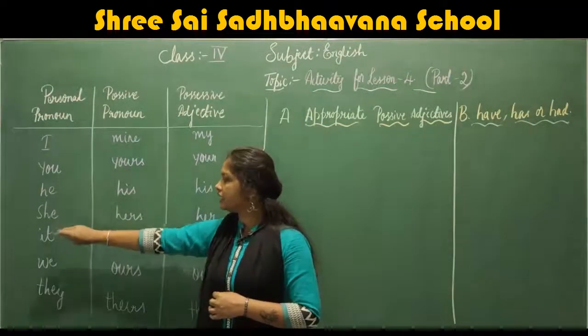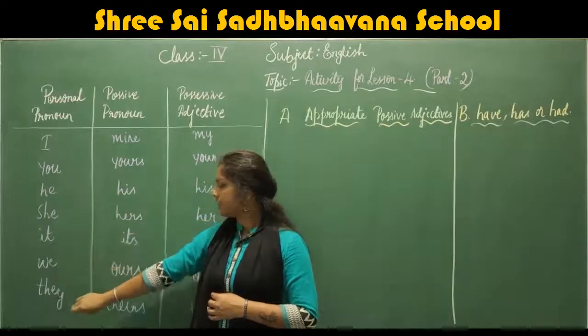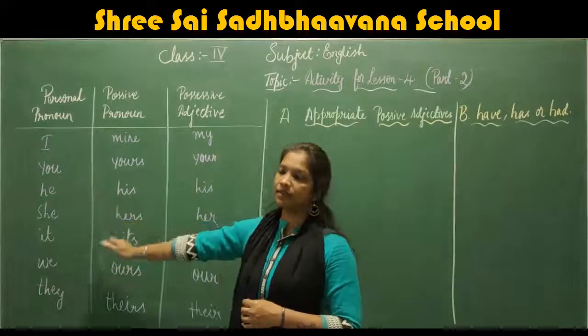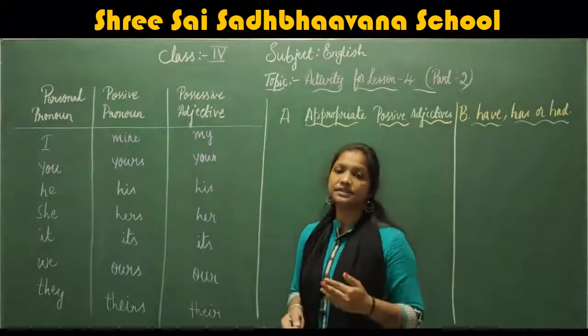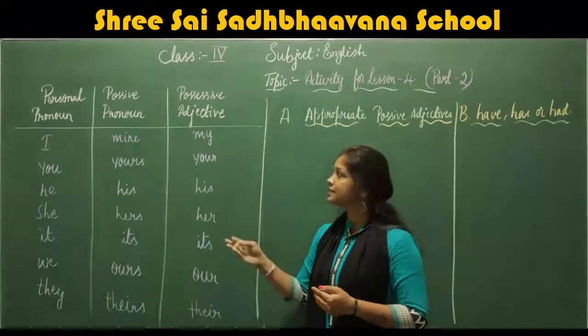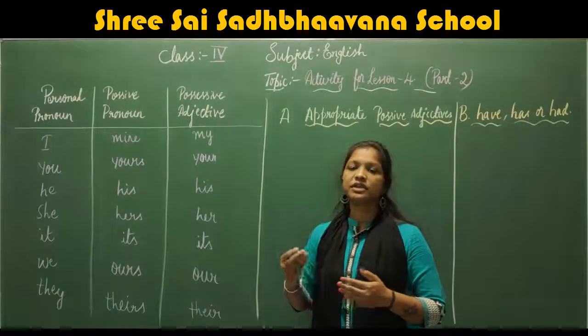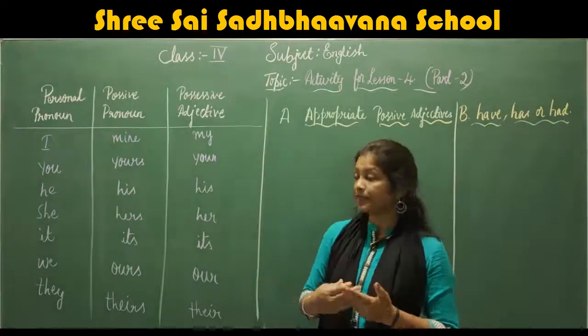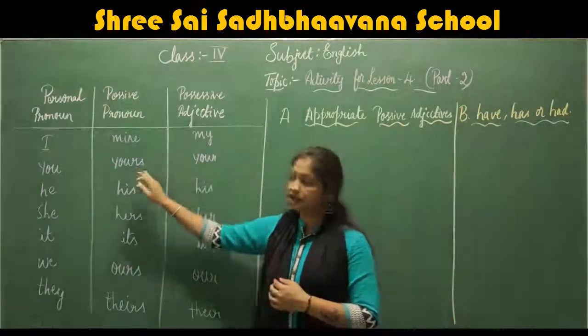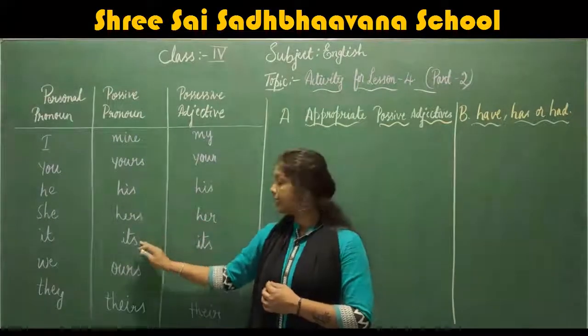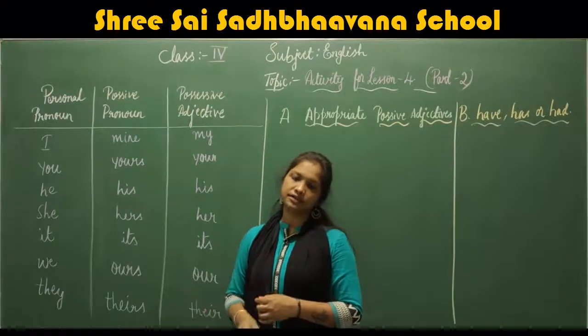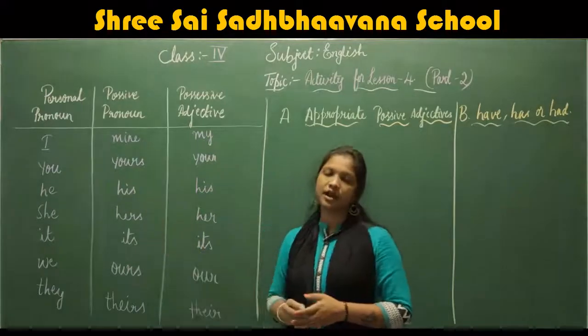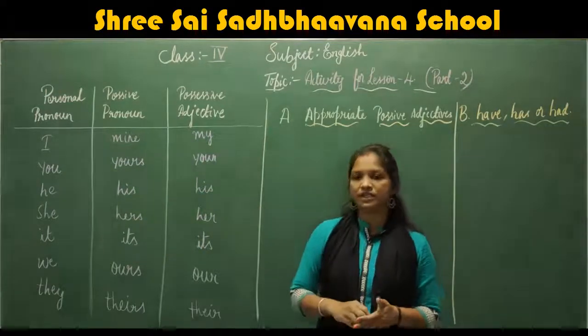I, you, he, she, it, we, they. These are the pronouns which come under personal pronouns. Next is possessive pronouns. Which pronouns come under the category of possessive pronouns? They are mine, yours, his, hers, its, ours and theirs. These are possessive pronouns.